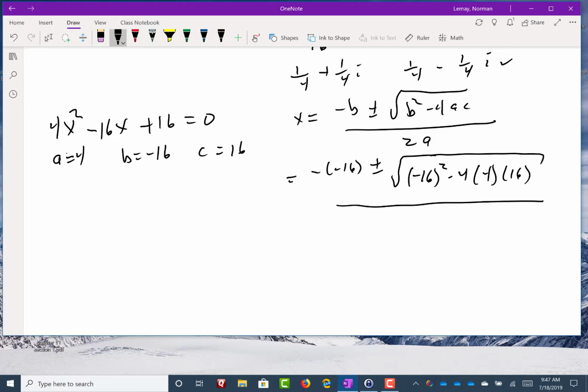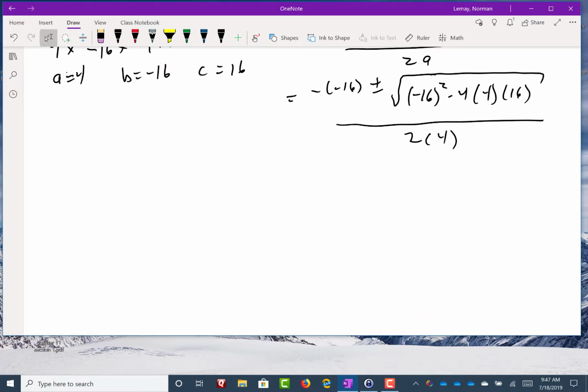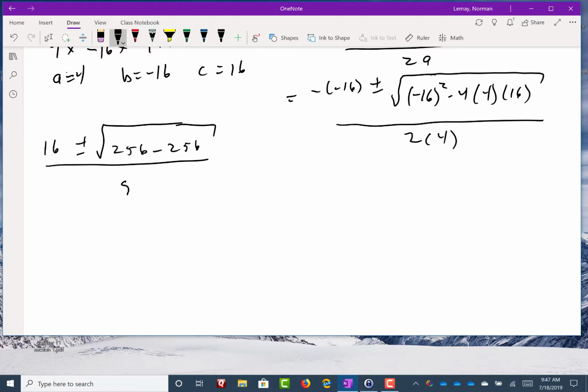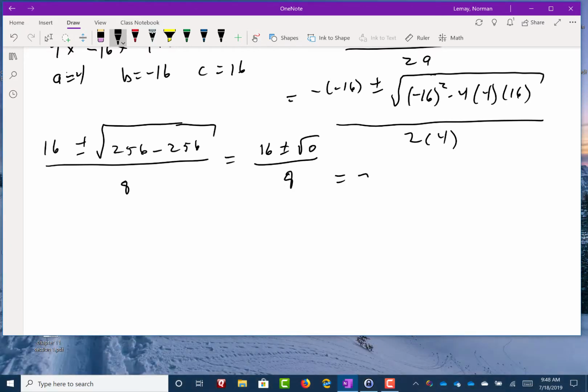All this is divided by 2a. Okay, so let's just observe that we get 16 plus or minus the square root of negative 16 squared, which is 256, minus 4 times 4 times 16, and 16 squared we just said is 256, divided by 2 times 4, which is 8. So here we get 16 plus or minus the square root of 256 minus 256, which is 0, so root 0, divided by 8, and I think we can all see that this is just going to end up being 2.